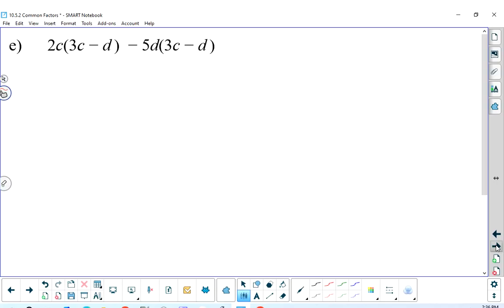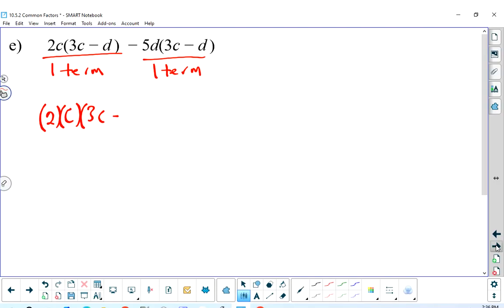Now, this polynomial has two terms. This is a term, this is one term, and this is one term. What do they have in common? Well, let me write this out. This one has a 2 and a c and a 3c minus d. This one has a 5 and a d and a 3c minus d. Well, they both have a 3c minus d.